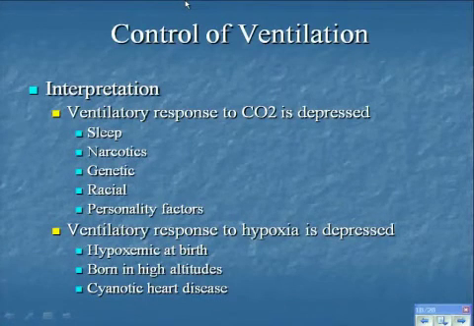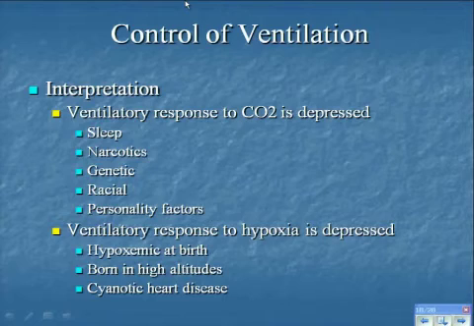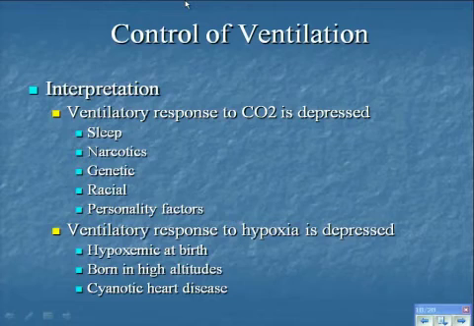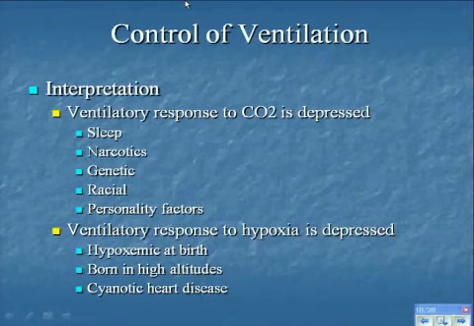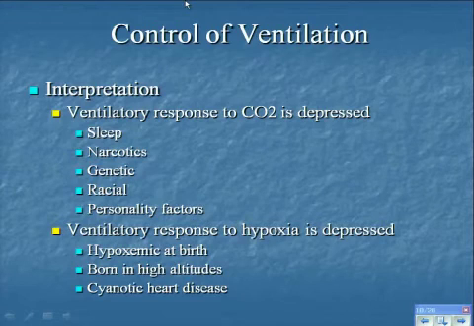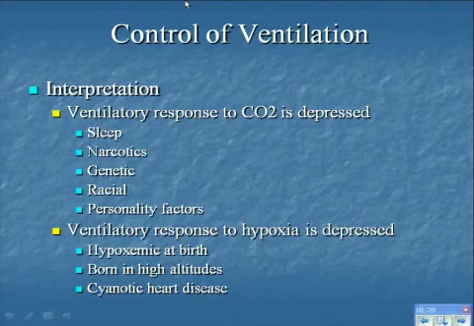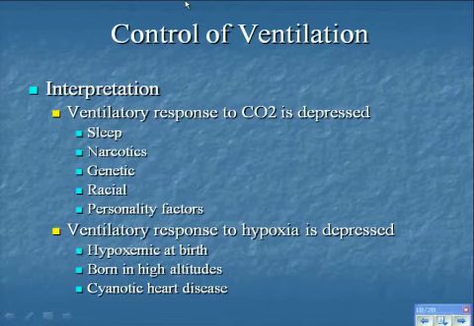Ventilatory response is depressed by sleep, narcotics, genetic differences, racial differences, and personality factors. People that are crazier, in other words, they're like squirrels. This is what's called the squirrel analogy. Have you ever seen Over the Hedge? There's a character in it that's a squirrel, and the squirrel is so hyper that he's bouncing up and down. Then they give him caffeine, and he distorts time and goes into the future. He goes so fast. Well, that's what squirrels are like. Squirrels are like human beings.